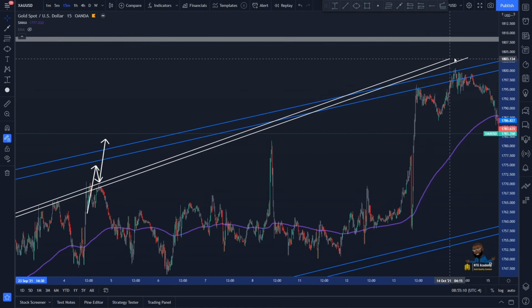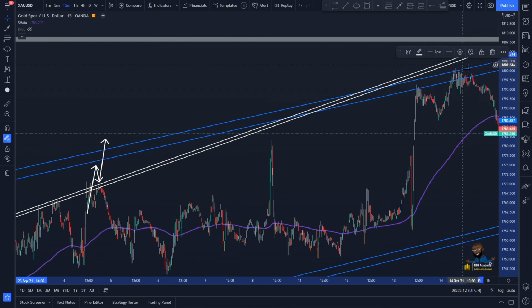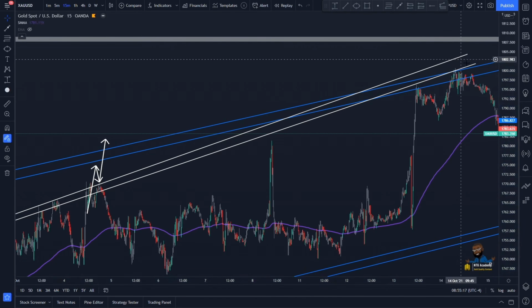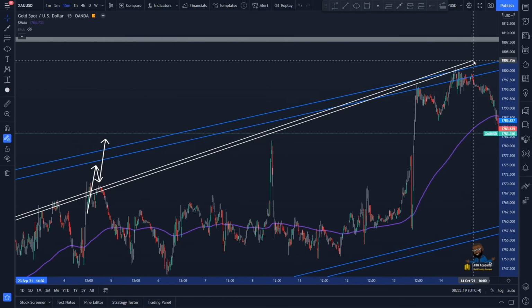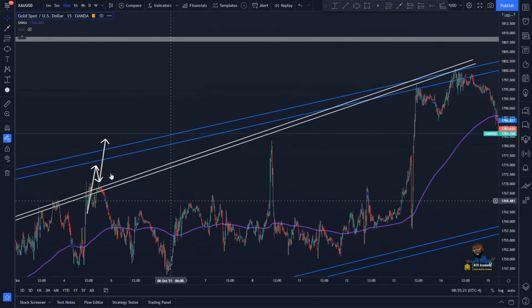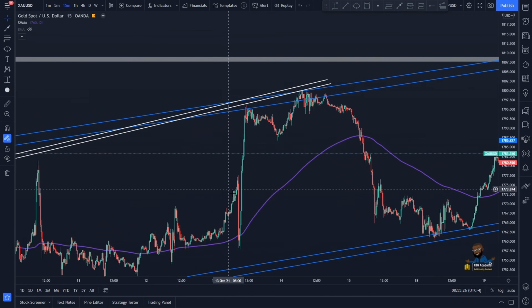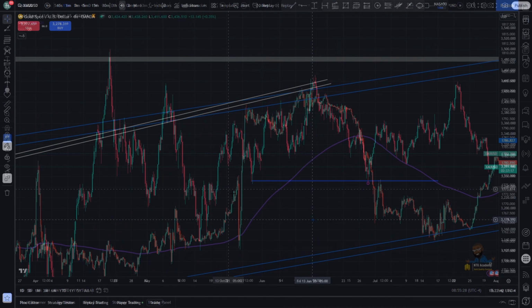Yeah, we got close there, but you don't want to force it. We could force it here, right? Off of that support. But we don't want to force our setups right here. But you guys kind of get the idea now of how to trade support and resistance zones.